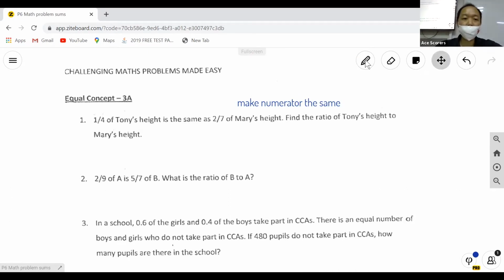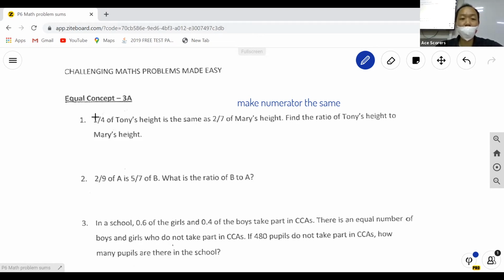Because 1/4 of Tony's height is the same as 2/7. They are referring to the numerator, right? Are they referring to the numerator or denominator? You know the main subject of this line, is it the numerator or denominator? Numerator, correct. So make numerator the same. So what is the 4 referring to? Tony's height. What is the 7 referring to? Mary's height. Very good. So 1 should equal to 2. But 1 is not equal to 2. What do we do? Make the 1 the same.